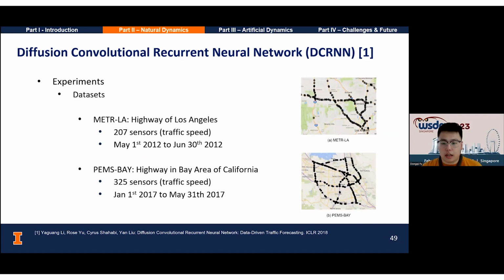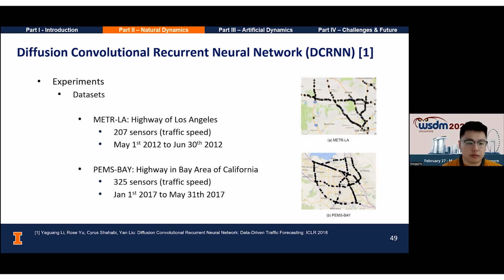So let's check out the performance of the DCRN work in traffic forecasting. Before we start introducing the experiments, let's check out the data sets they used in this paper. The authors used two data sets from road networks. The first is called METR-LA, which is the highway road network of Los Angeles.